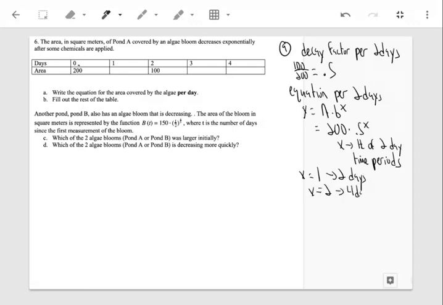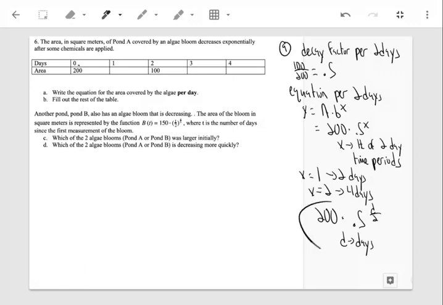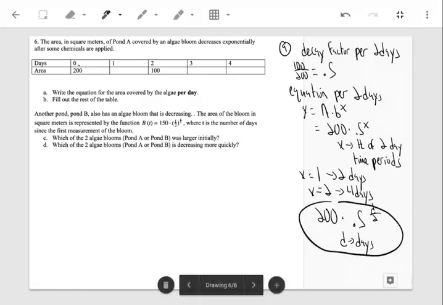means 4 days, so on and so forth, which means I need to take the number of days and divide it by 2. So my equation per day is going to be 200 times 0.5 to the power of D over 2, where D represents days. So there's your answer for A.